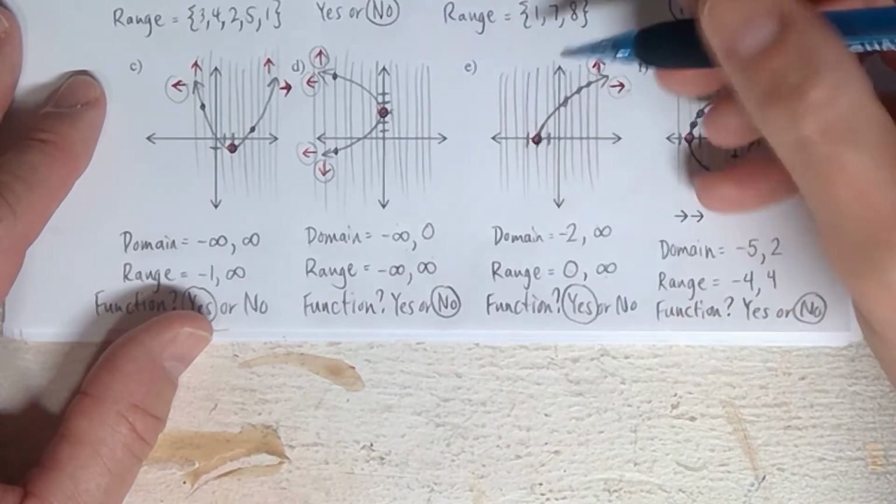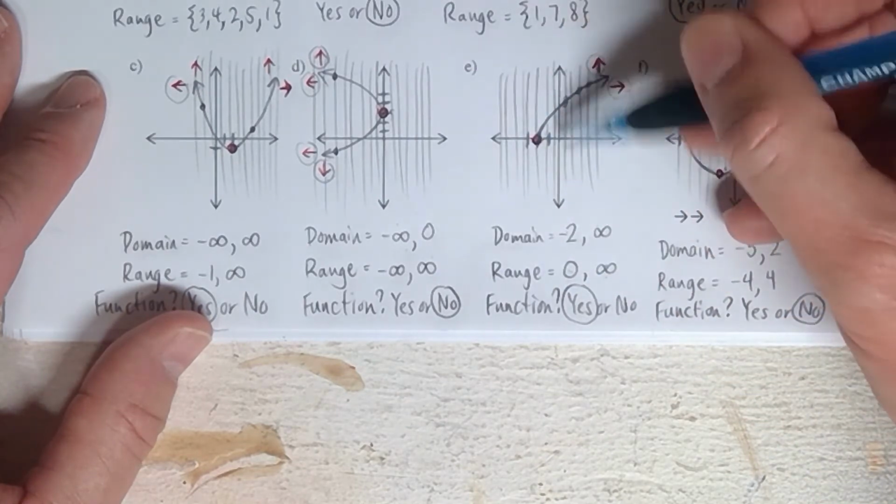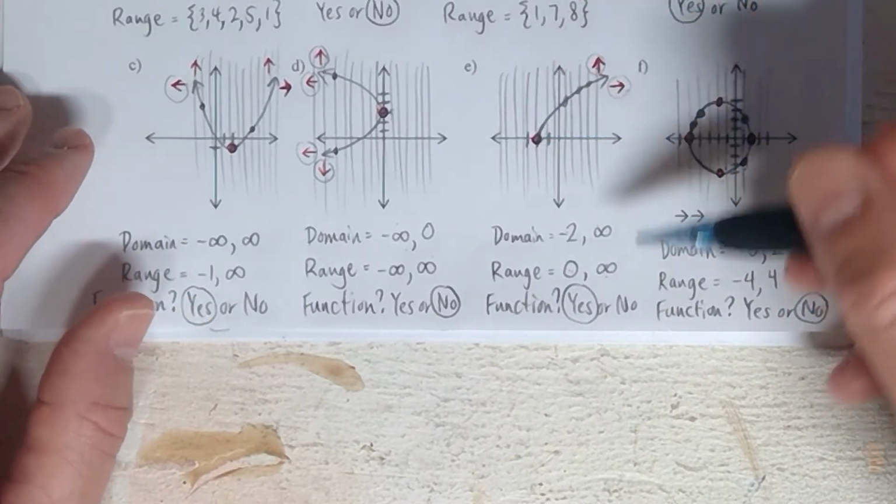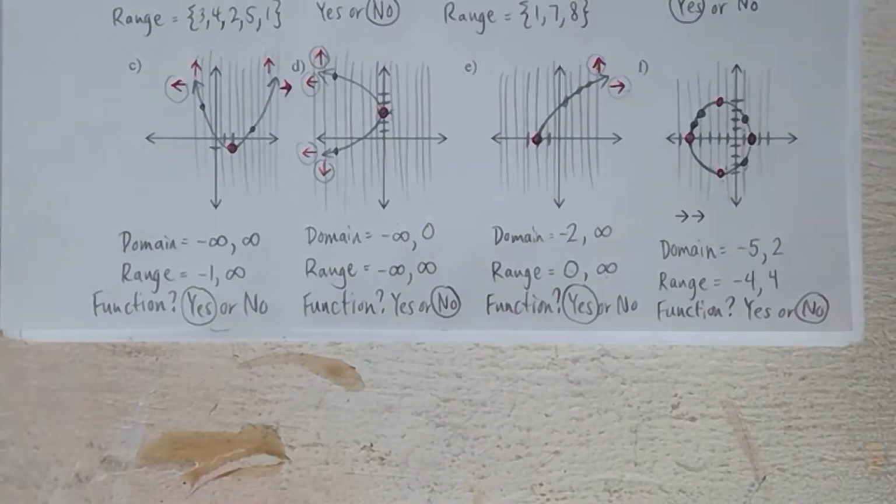So since all of the vertical lines either hit it none at all or one time, as long as you don't have a vertical line that hits more than once, then the answer is yes.